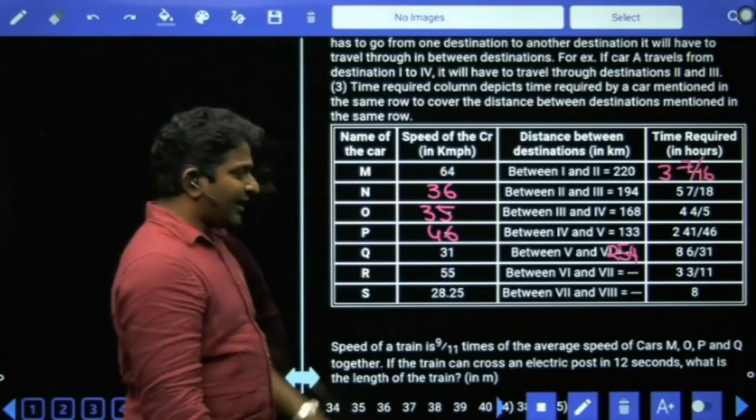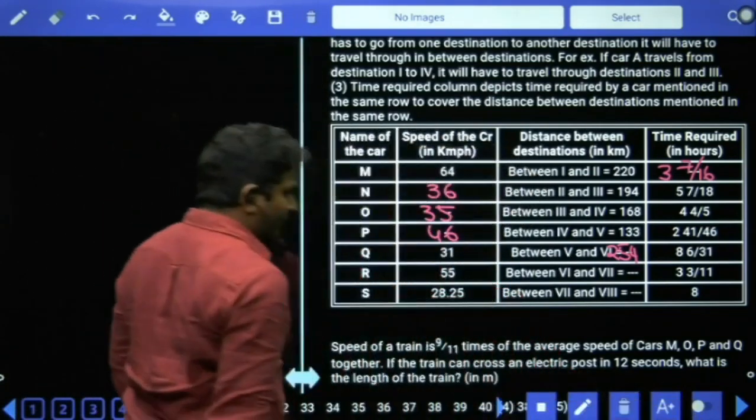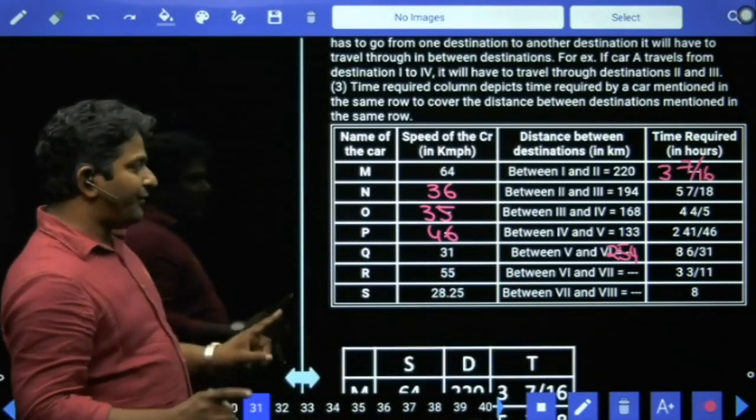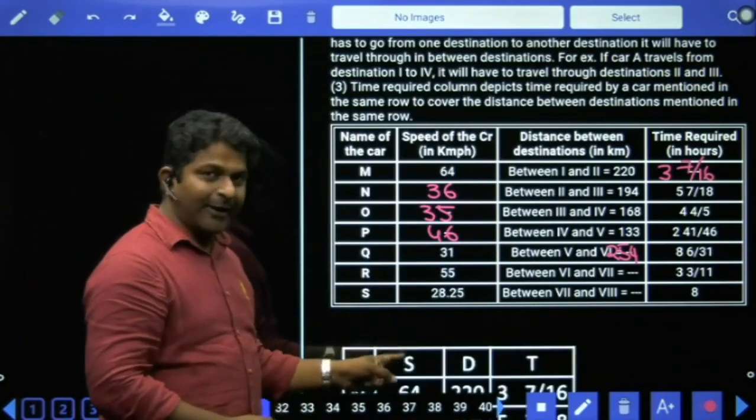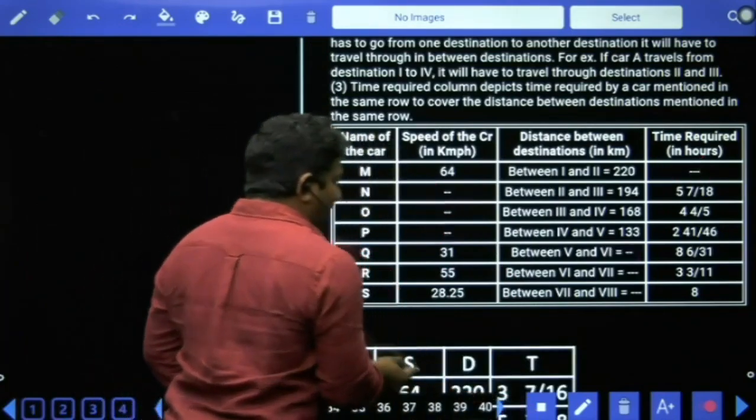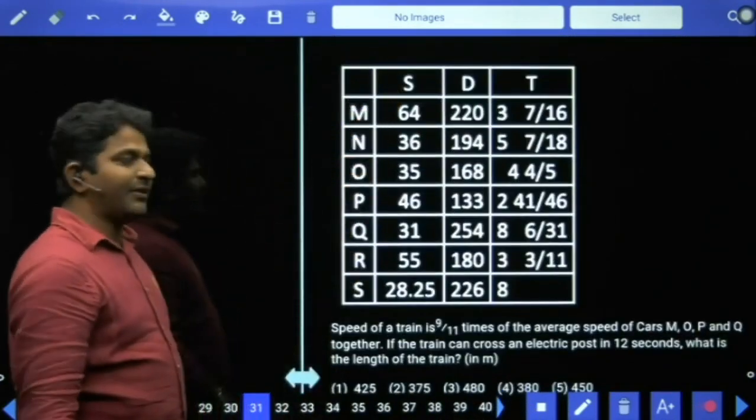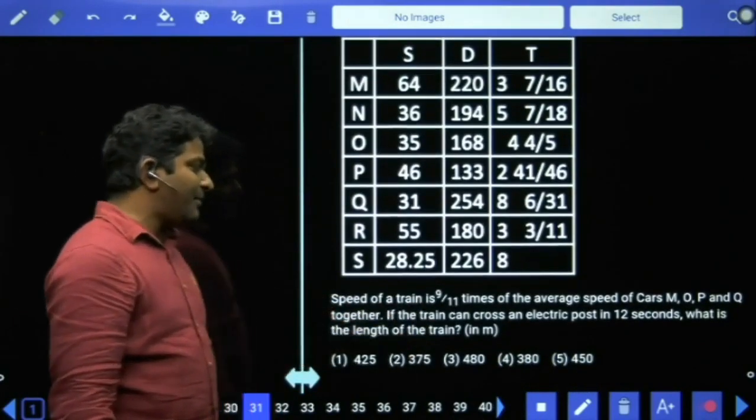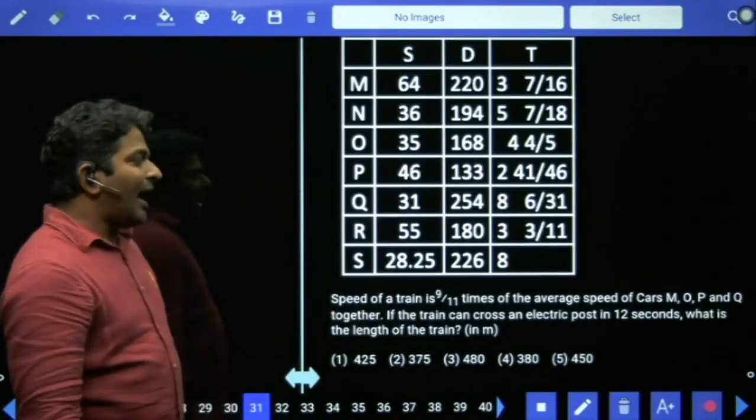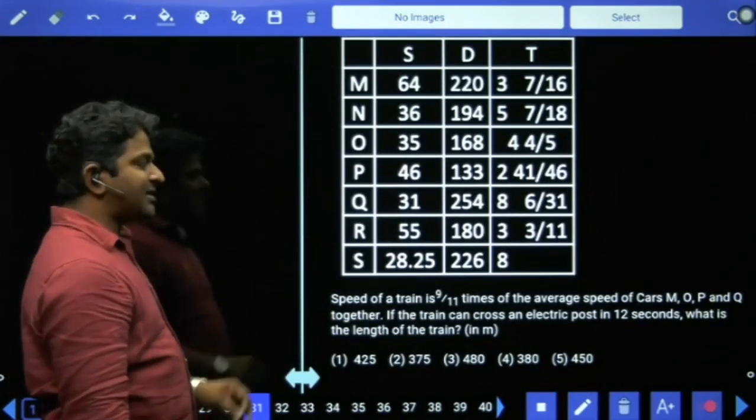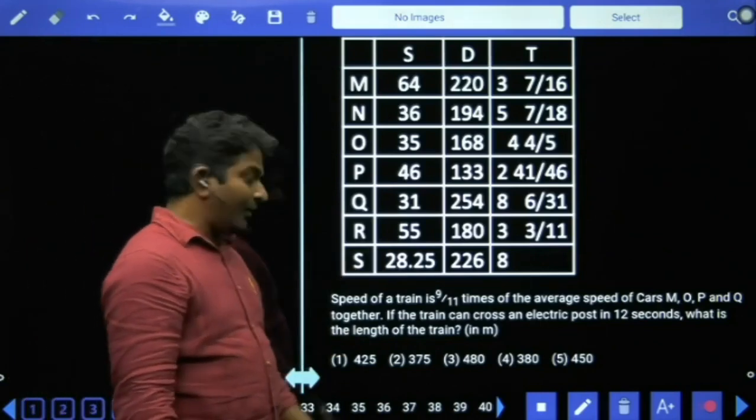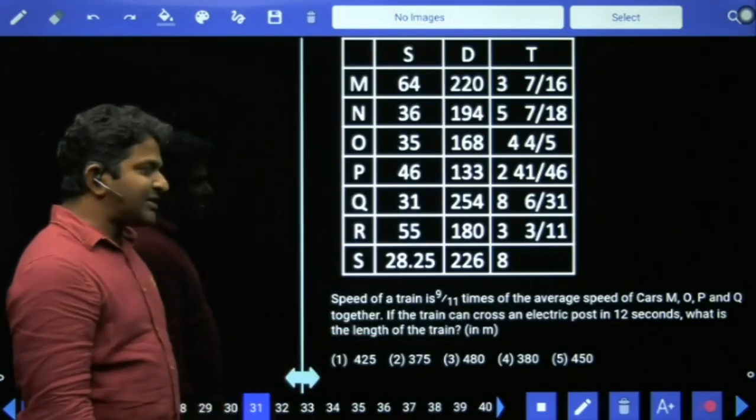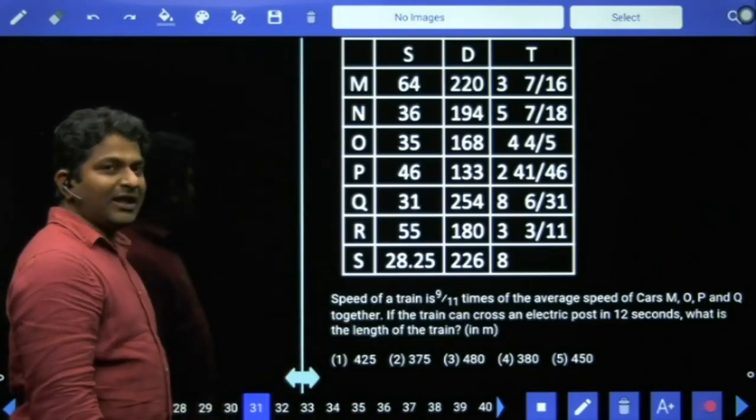Now whatever data that we have written, I've already made it available for us for our reference purpose. First of all, if you are done with this particular data, prepare a table and keep on using the same table for the rest of the questions. Now, speed of train is 9 by 11 times of average speed of cars M, O, P, Q together. If the train can cross an electric pole in 12 seconds, what is the length of the train?